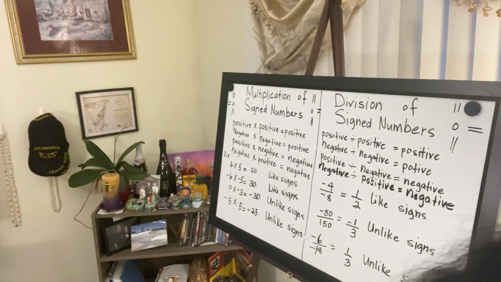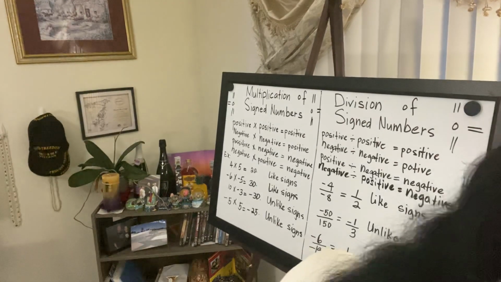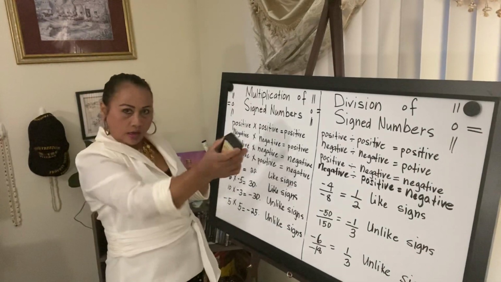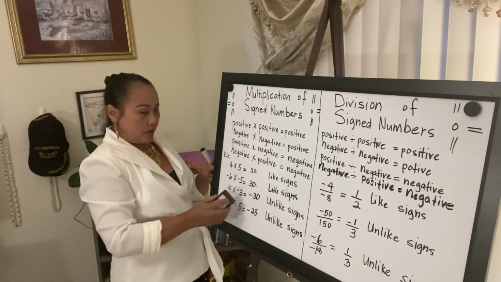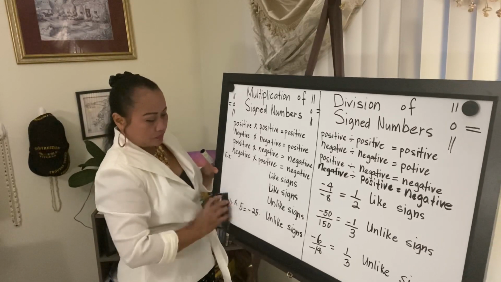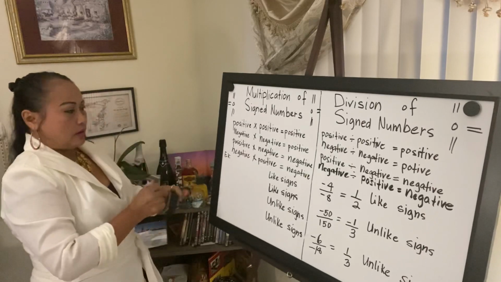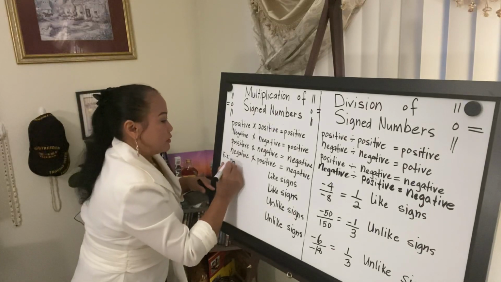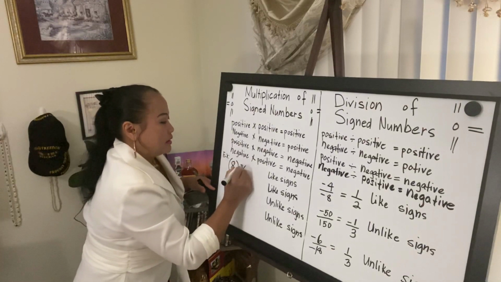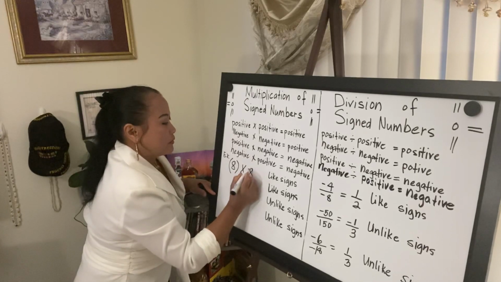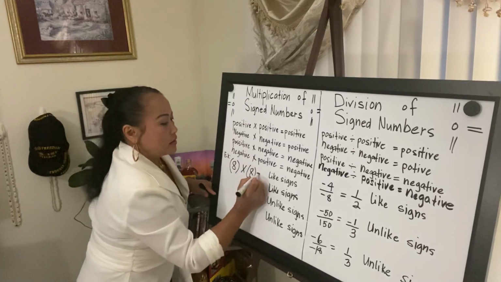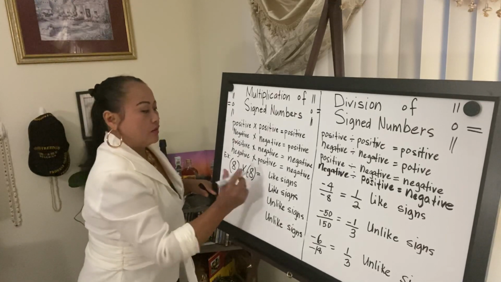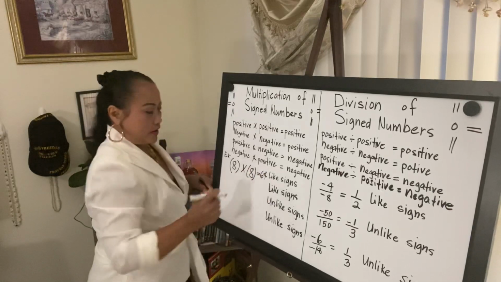Okay, I will show you the different formats of the multiplication of signed numbers. Sometimes they write it this way, and sometimes they write it the other way. Like for example, let's say like signs. 8, they write like this, times 8 equals, they have positive signs, like signs. So the answer is 64.